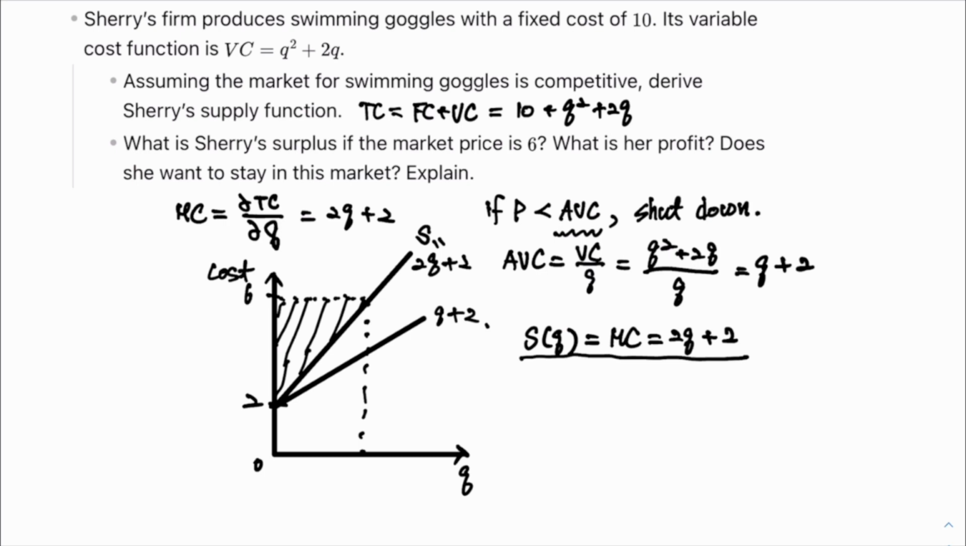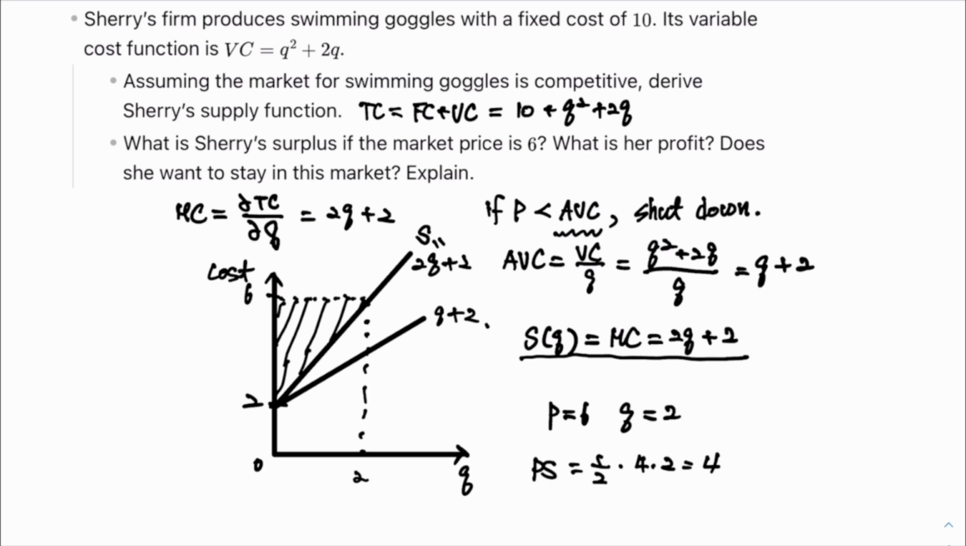The dollar value is 6, so 6 is equal to 2q plus 2. With P equal to 6, the corresponding Q on the supply curve is 2. So this is the base and the height. Producer surplus can be calculated as half times 4 times 2, which is 4.